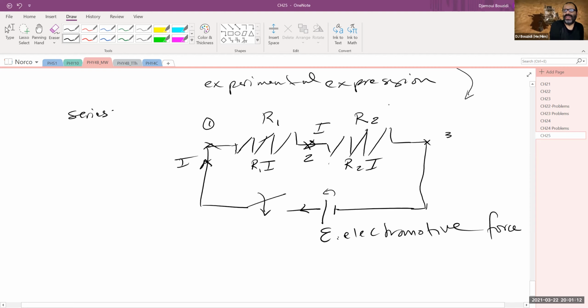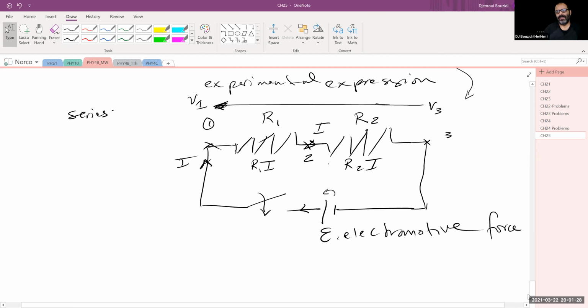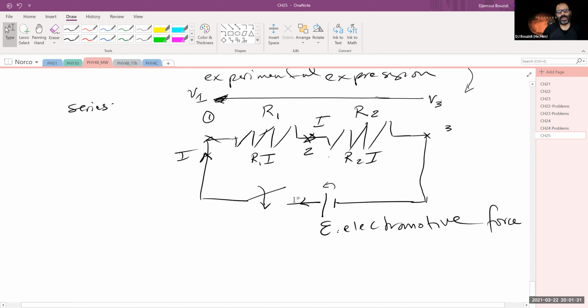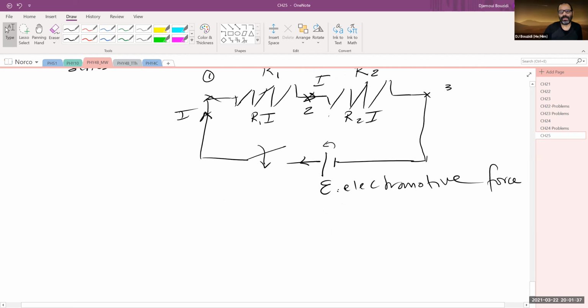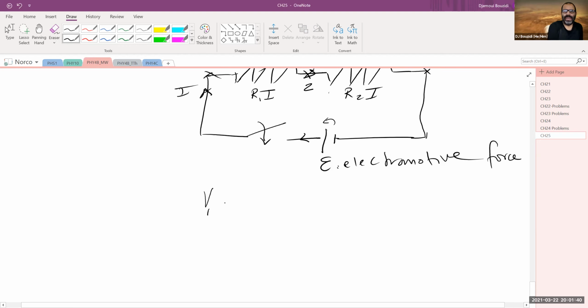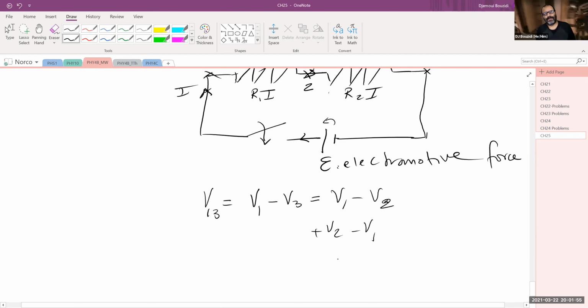So the voltage drop between one and three, this is how much drop in voltage, by the way. This was V1, and it dropped all the way to V3, passing by V2. So the voltage drop between V1 and V3 is really the voltage drop across the battery, because these wires have no resistance, no drops whatsoever. So that is actually the EMF itself in this case. So the voltage drop between one and three, V1 minus V3, is simply equal to V1 minus V2 plus V2 minus V3. Does this make sense?